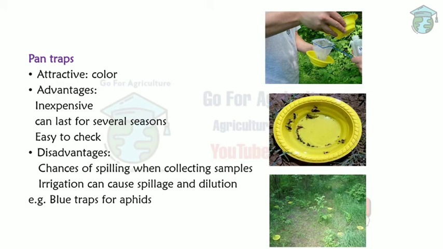But the disadvantage is that when we are collecting these samples they may spill. This is one disadvantage. And second, when we irrigate the crop, if water falls into these pans, the chemicals get diluted. This is another disadvantage. An example is the blue trap for aphids.